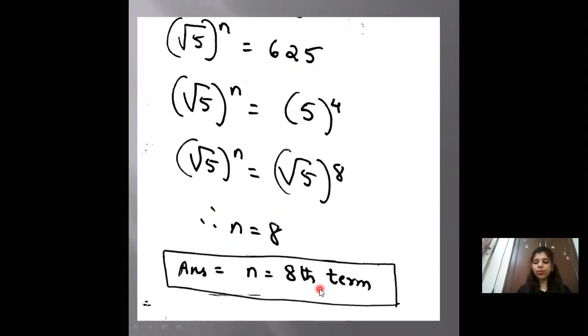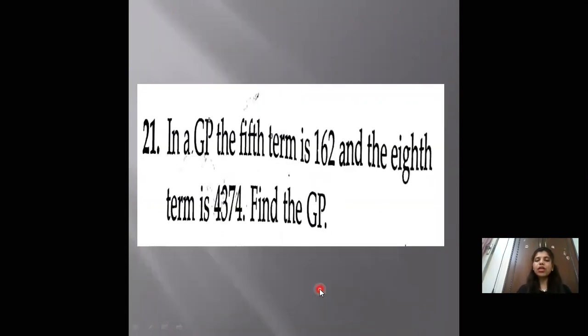Okay. So I hope till here it's clear. Now we go to the next question. In the next question, it is said in a GP, the fifth term is 162. Eighth term is 4374. You have to find the GP. So two terms are given. You have to find the GP, means from that you have to find the value of A and R. If you find the value of A and R, you'll be able to write the GP.